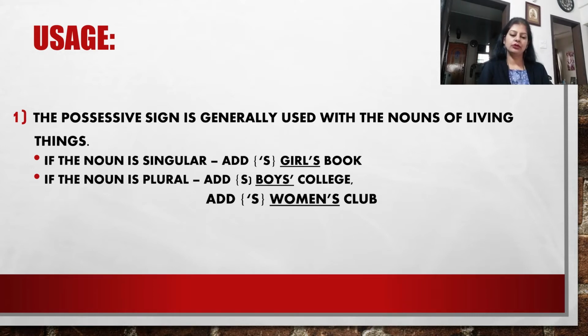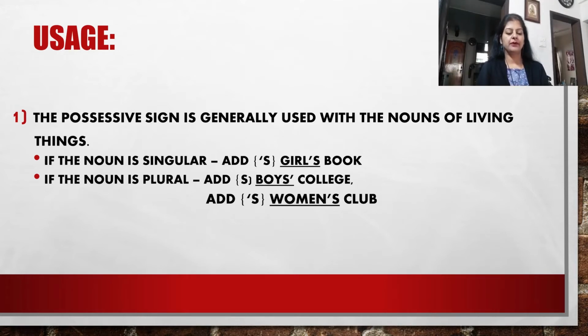But if the noun is plural and ending with s, then we will not add apostrophe s, we simply put an apostrophe there. For example, boys. It is plural, so we will not add again apostrophe and s. We will simply add an apostrophe to show possession, that this college belongs to boys. Boys' college.